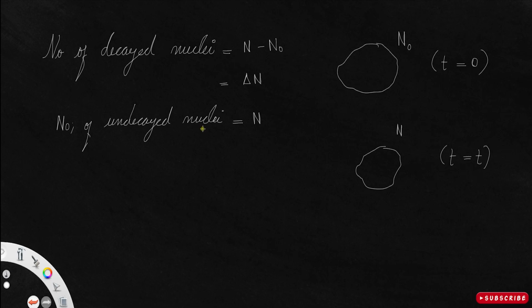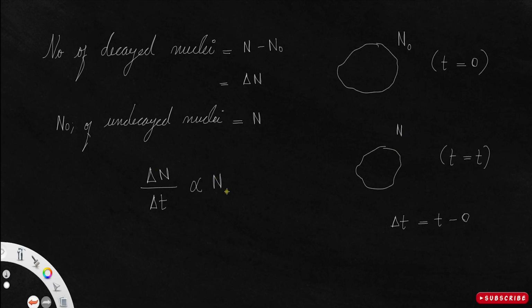And according to the law of radioactivity, or law of radioactive decay, we have the rate of disintegration of the radioactive nuclei, that is delta n by delta t. Delta t means the final time minus the initial time. That is, delta n by delta t is proportional to the number of nuclei left, that is this n.